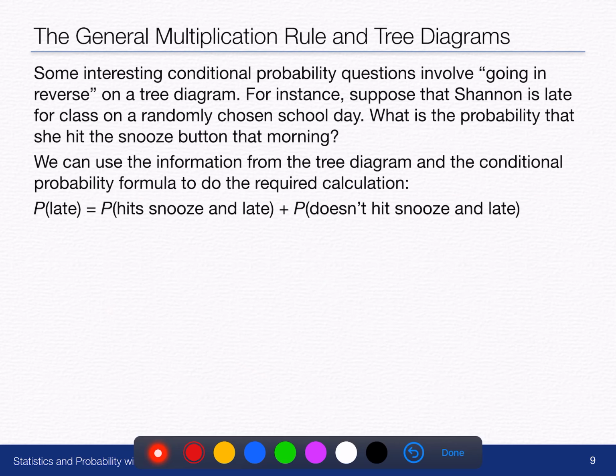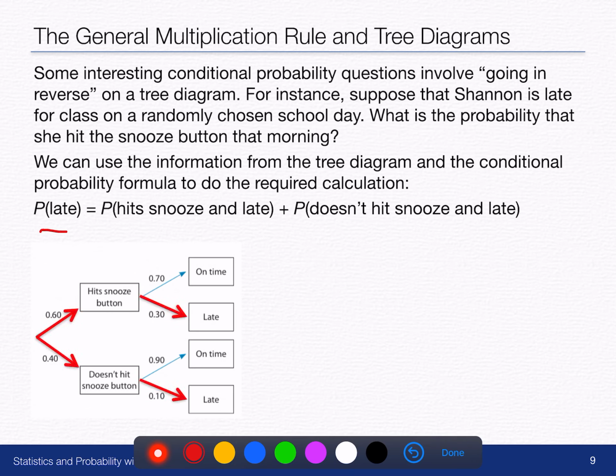Now, some interesting conditional probability questions involve going in reverse on a tree diagram. For instance, suppose that Shannon is late for a class on a randomly chosen school day. What is the probability that she hits the snooze button that morning? So the probability that someone is late, we can use the information from the tree diagram, okay?